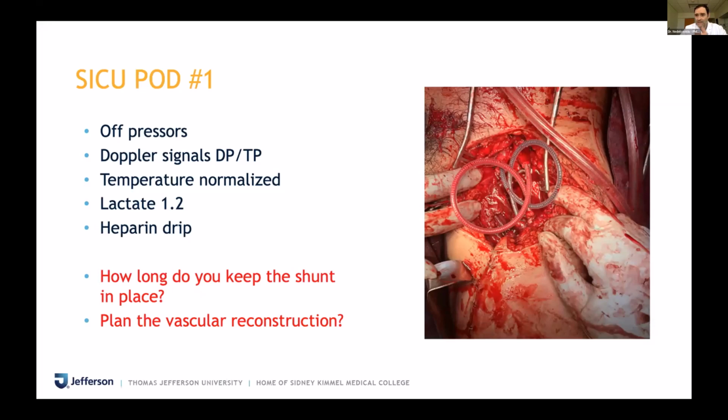So now the patient is post-operative day 1. He is now off pressors. He has Doppler signals, tibialis posterior and dorsalis pedis. He is rewarmed. His lactic acid is 1.2. He's doing well on a heparin drip. And the questions now are, how long do we keep the shunt in place, and how do you plan the vascular reconstruction in this situation? Keeping in mind that he's a young guy, 19, 20 years old.